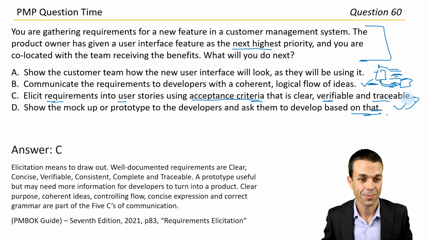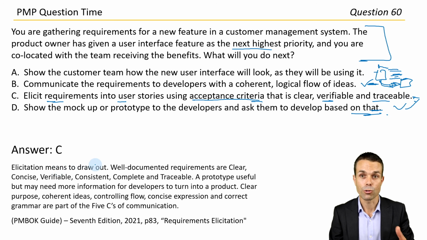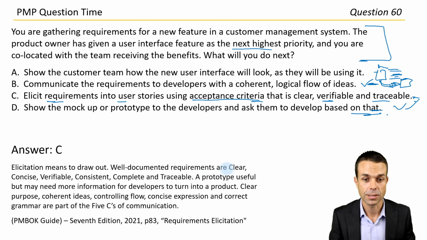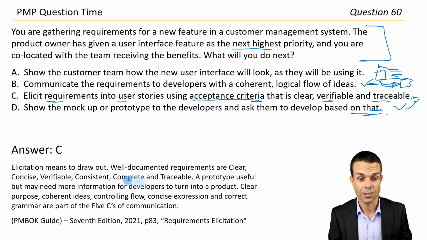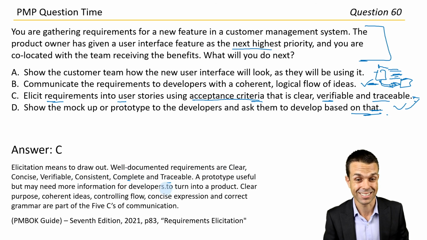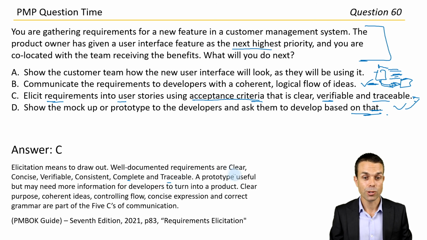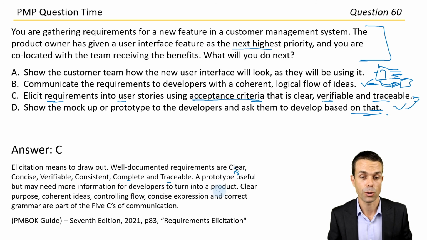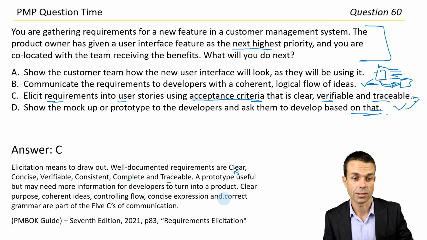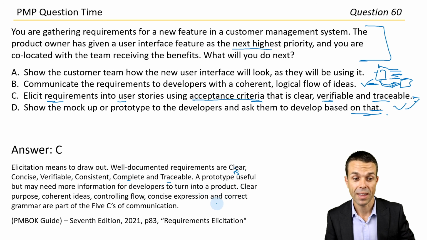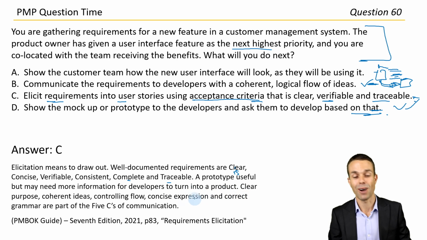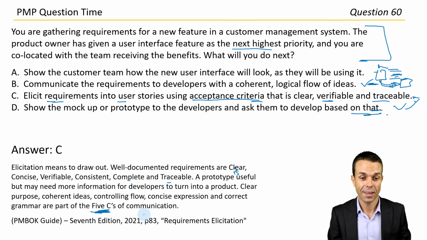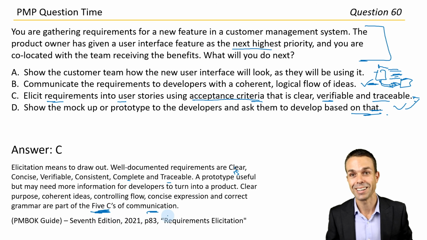Let's have a look. There it is. Elicitation means to draw out. Well-documented requirements are clear, concise, verifiable, consistent, complete, and traceable. Those are all really, really good things. That's good information to have. A prototype is useful, but may need more information for developers to turn into a product. Clear purpose, coherent ideas, controlling flow, concise expression, and correct grammar are part of the 5 C's of communication. So separate, still good, but not for us at this stage. Page 83 under requirements, elicitation.